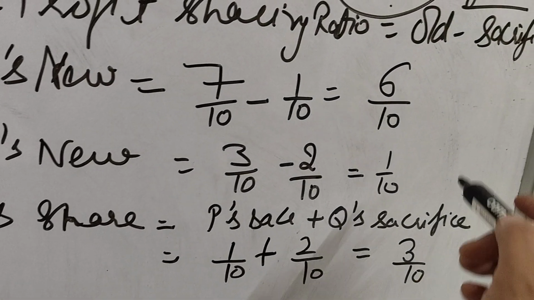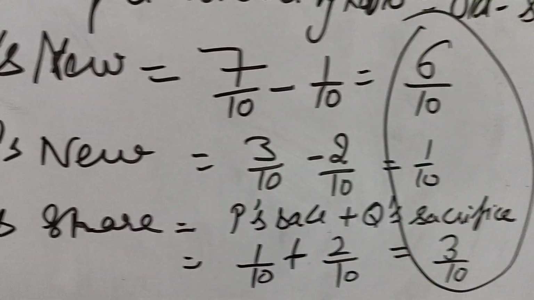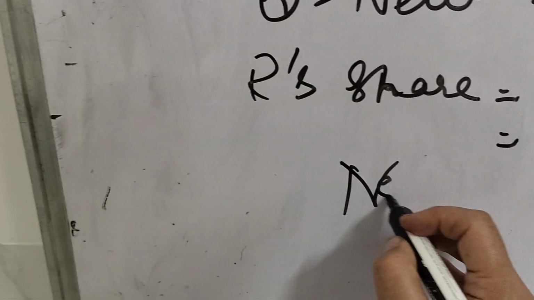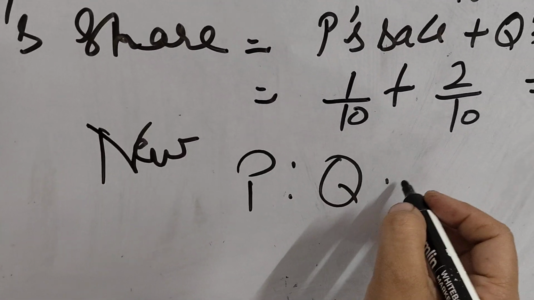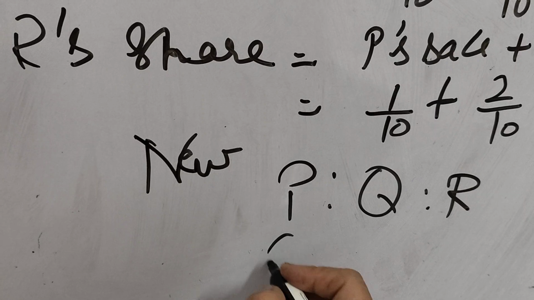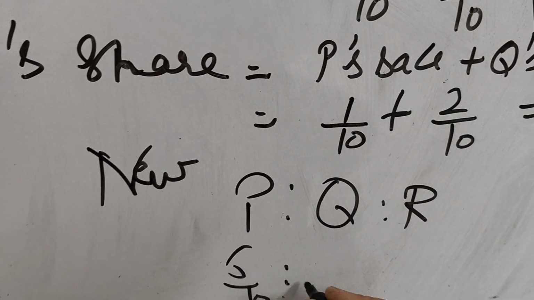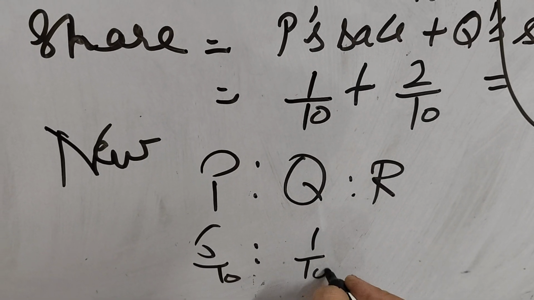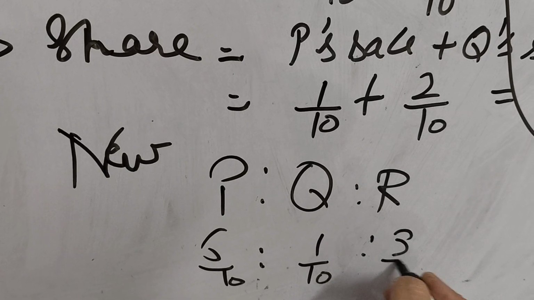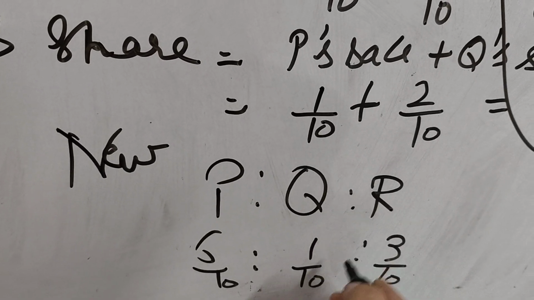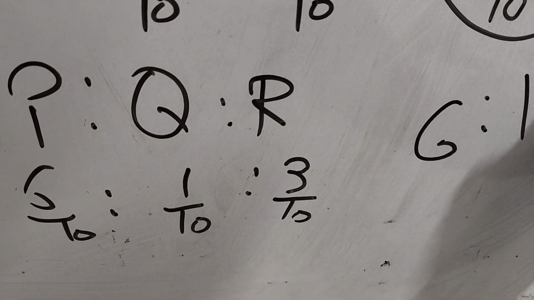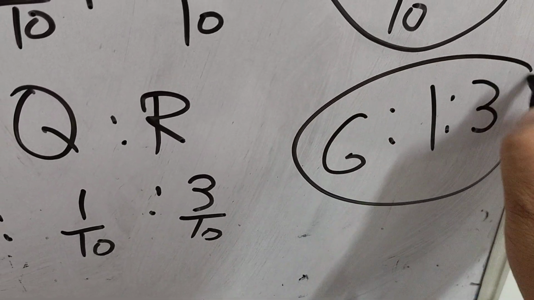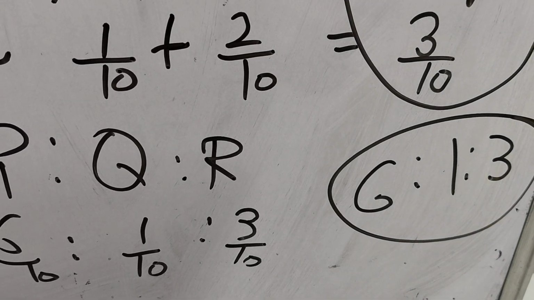So what is their new ratio? As per the statement now, the new share of P, Q and R would be 6 by 10 is to 1 by 10 is to 3 by 10. So what is their new share? That is 6 is to 1 is to 3. So their new share is 6 is to 1 is to 3.